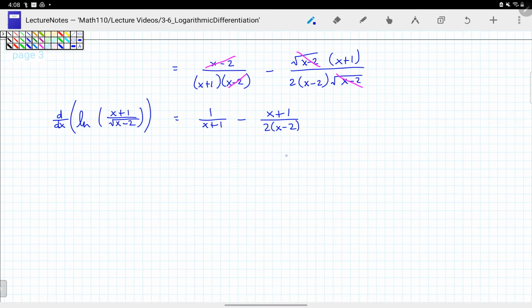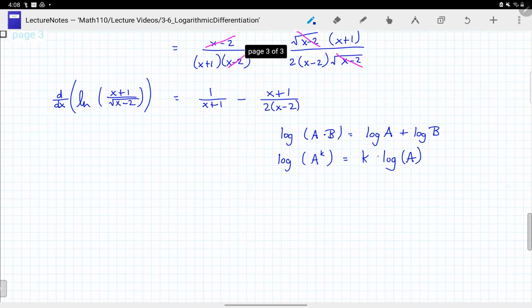So there's the fact that a log with any base of a product of two numbers is equal to the sum of the logs. The log of a product is the sum of the logs. And also the log of any power is, you bring that power out as a multiplier times the log.